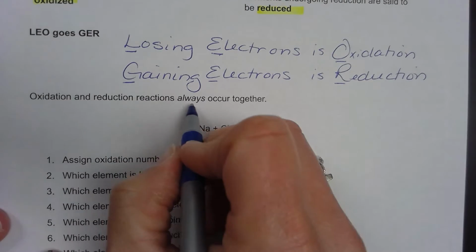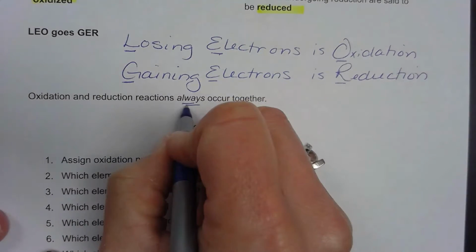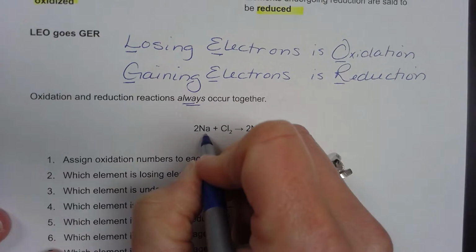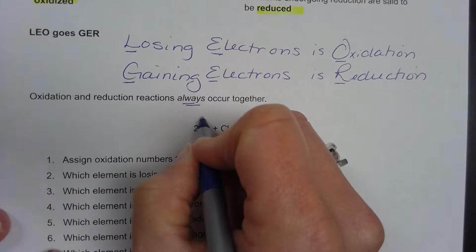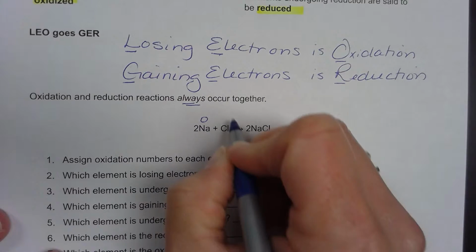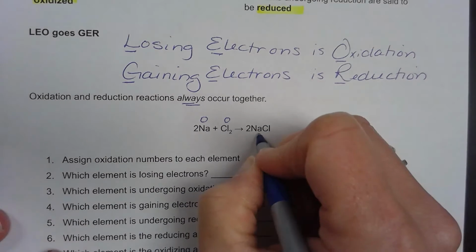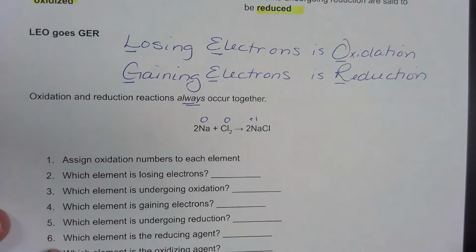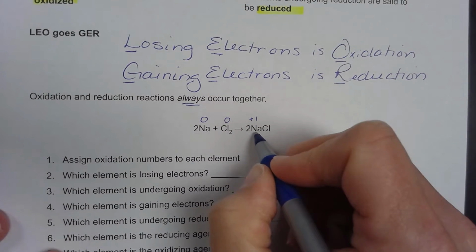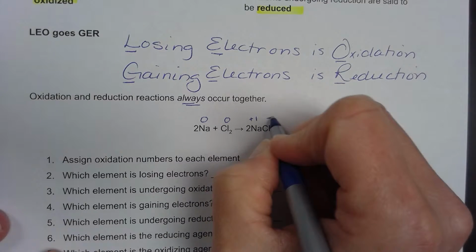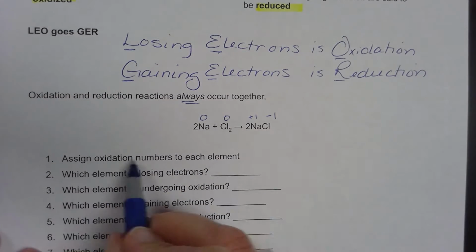They always occur together. Always, always, except for if a half reaction. So this is a lone element. It's an atom. It does not have a charge. Same with this. So their oxidation numbers are 0. Sodium is a +1. It's always a +1 on the periodic table, so therefore if sodium is a +1, chlorine has to be a -1. Assign oxidation numbers to each element.